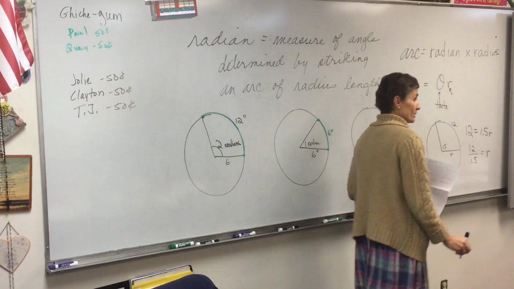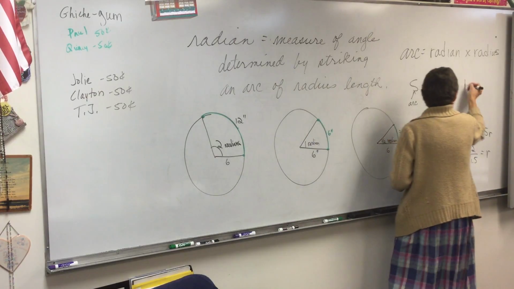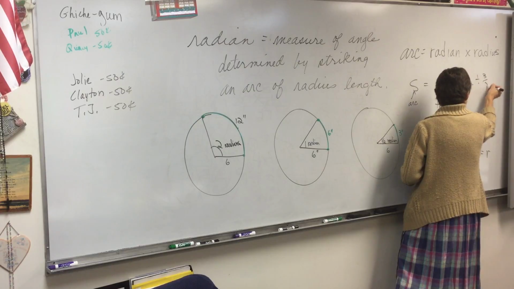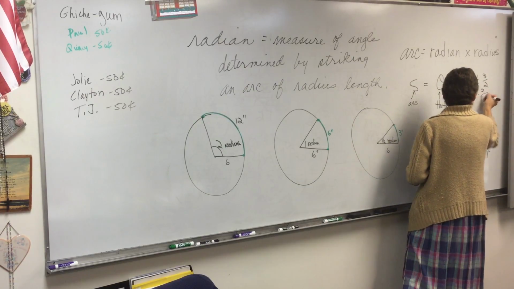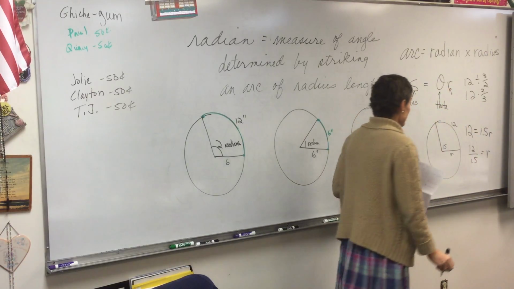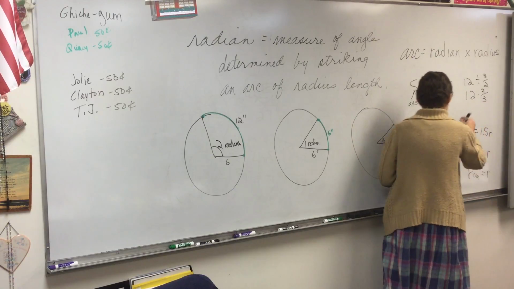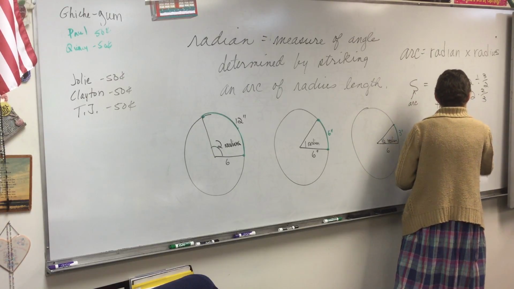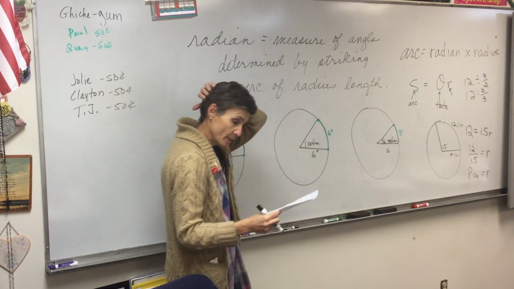Now this is a no calculator question. So you might think of that as 12 divided by 3/2, which is 12 times 2/3, which is what? 8 centimeters. If your arc length is in centimeters, your radius is going to be in centimeters. They're going to have the same unit.